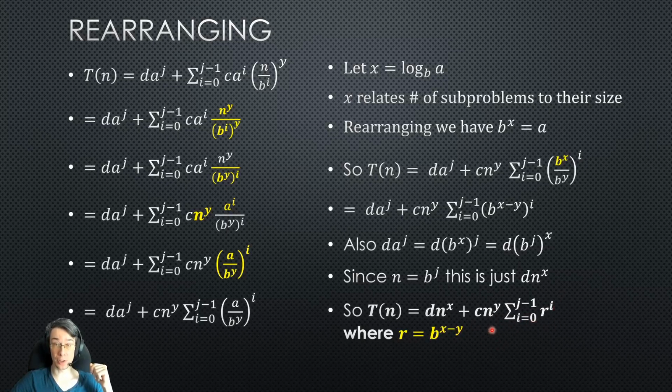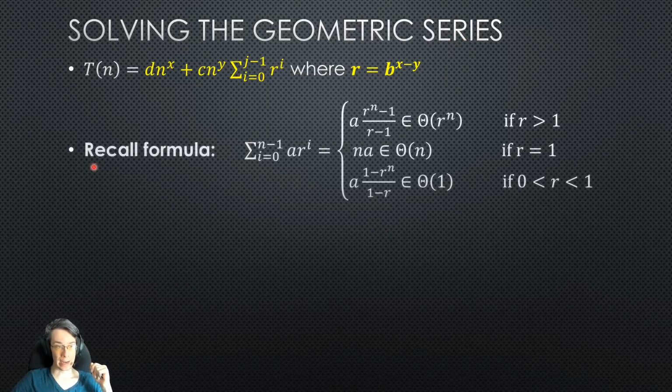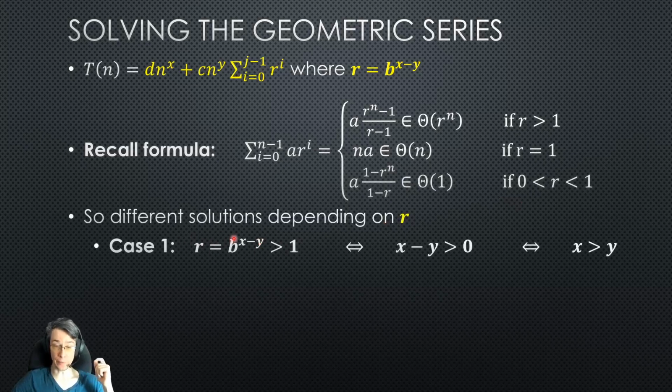And this is just a geometric sequence here, this sum. So let's solve the geometric series, or sorry, sequence. I should have said sequence here. So recall the formula for solving a geometric sequence. It's this gnarly formula here, and basically there are three cases depending on whether r is greater than 1, equal to 1, or between 0 and 1. And just as there are three cases in the closed form solution to this geometric sequence, there are going to be three cases depending on the relationship between x and y in our r. For our runtime complexity, we're going to get three different theta forms. And this really just comes from this solution to the geometric sequence. So we have different solutions depending on r. We're going to have three cases.